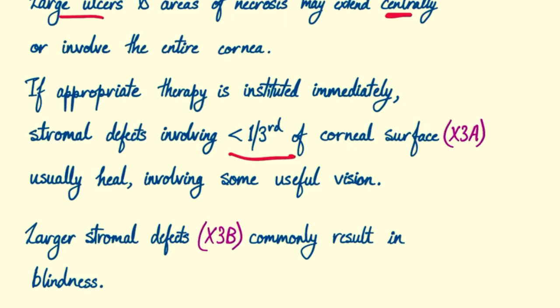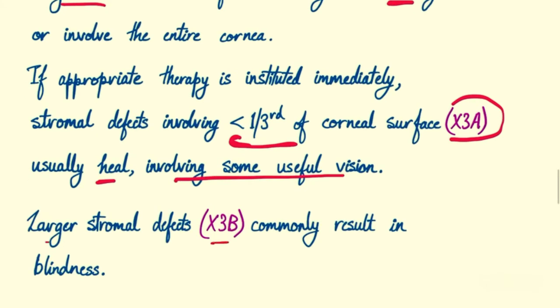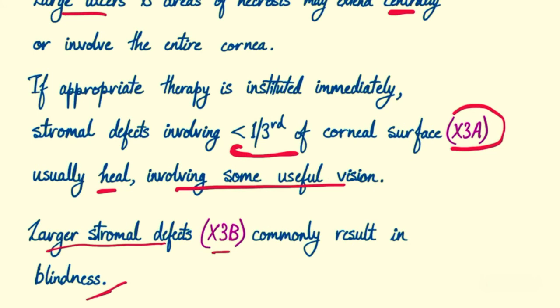Stromal defects that involve less than 1/3 of the corneal surface, X3A, as already explained, usually heal, leaving some useful vision, and X3B is larger stromal defects. It commonly results in blindness. Means X3A is reversible, and X3B may lead to blindness. It is almost irreversible.